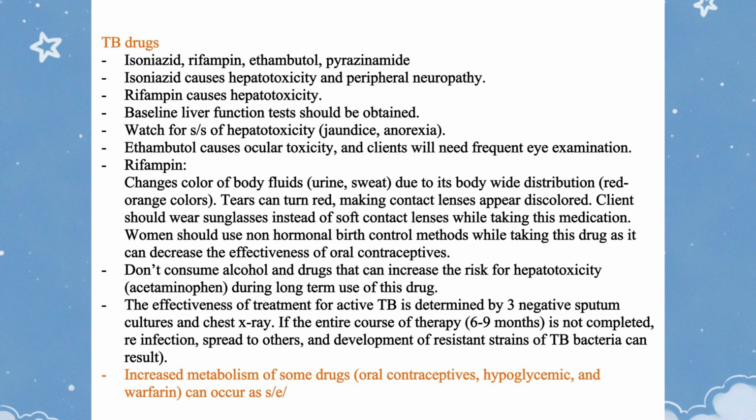TB drugs: isoniazid, rifampin, ethambutol, pyrazinamide. Isoniazid causes hepatotoxicity and peripheral neuropathy. Rifampin causes hepatotoxicity. Baseline liver function tests should be obtained. Watch for signs of massive hepatotoxicity: jaundice, anorexia. Ethambutol causes ocular toxicity, and clients will need frequent eye examinations.